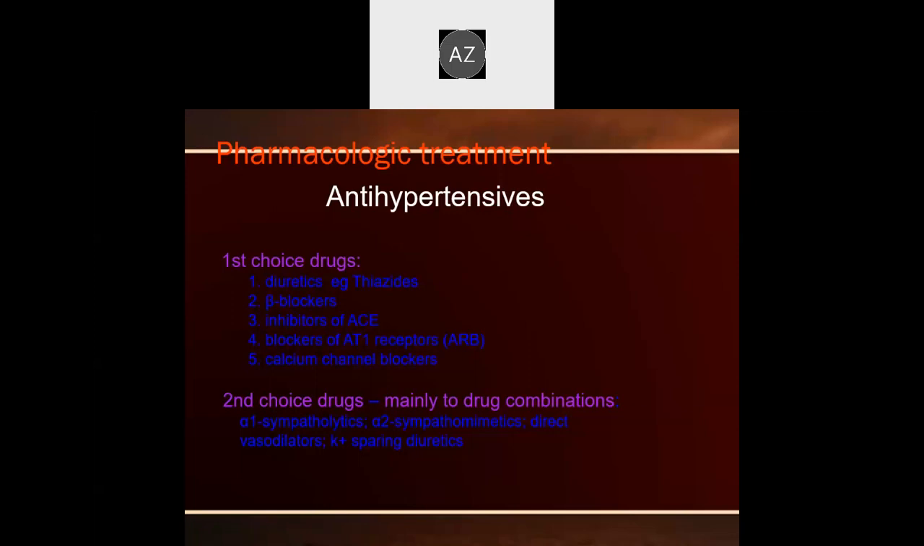And then the second choice of drugs, you can now use alpha-1 sympatholytics. They block alpha-1 receptors of the sympathetic system.